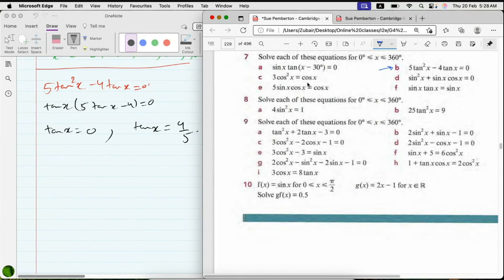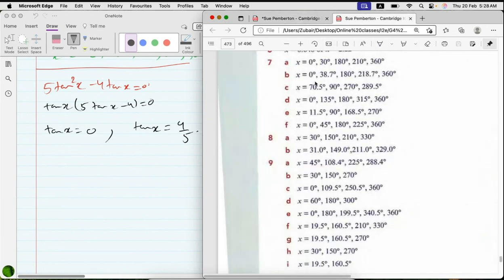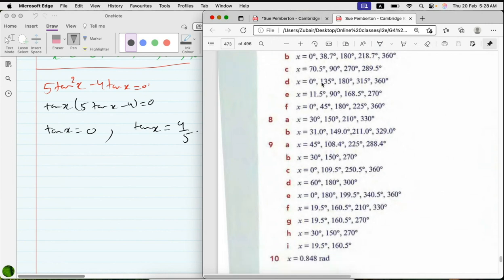And then, since the tangent is positive, the second solution is x equals 180 plus 38.7, right? So that would be 180 plus 38.7, 218.7. And then all solutions are: 0, 180, 360, 38.7, and 218.7. Those are correct.